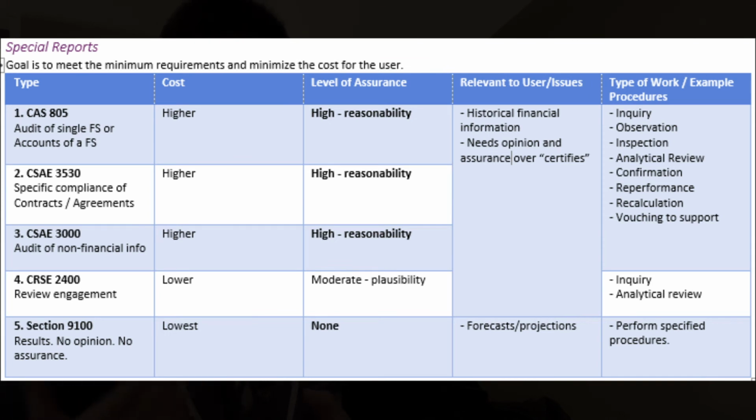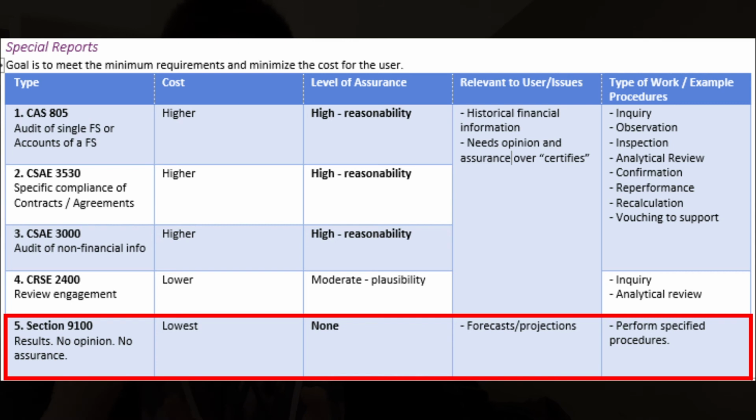The previous 4 reports, we looked at historical information. Section 9100 is specifically for the future, where we look at projections and forecasts. You cannot provide assurance over financial projections and forecasts because they are in the future. They haven't happened yet. What you can do is provide reasonability of the assumptions underlying the forecasts as opposed to the outcomes, and comfort on the application of specified procedures and calculations on those financial forecasts.